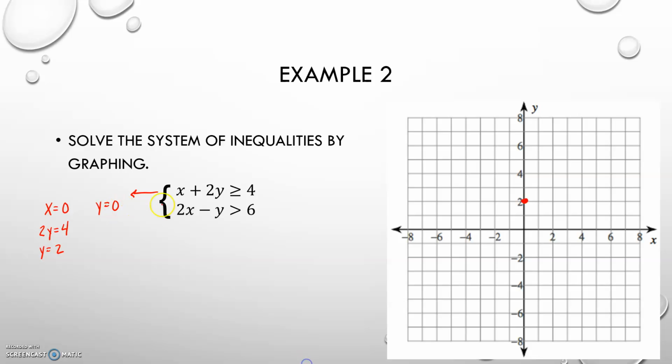Then for y, when I plug in y equals 0, I get x equals 4, because the 0 would go in for y right here, and they would just cancel out. So x equals 4. And that one gets a solid line. It has the equal to line under it.